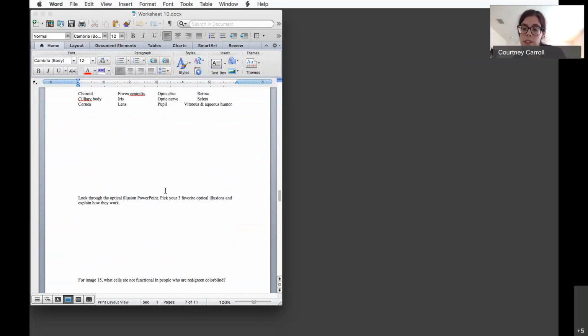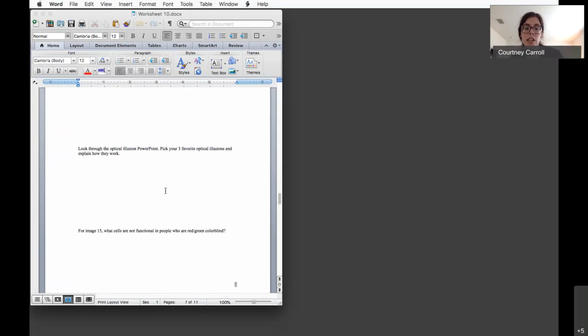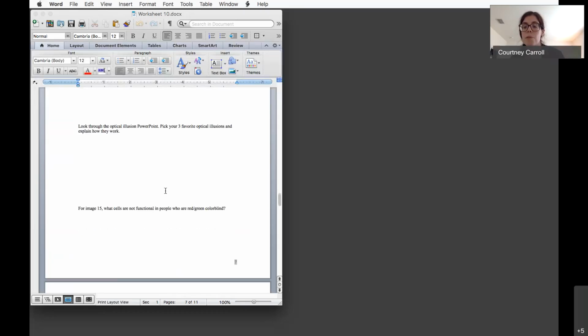Which ones were your favorites? How do they work? And on the bottom of every optical illusion, I give you a little blurb about how they work. Okay. Then I want everyone to look at image 15. It's about color blindness, and answer a question about color blindness.